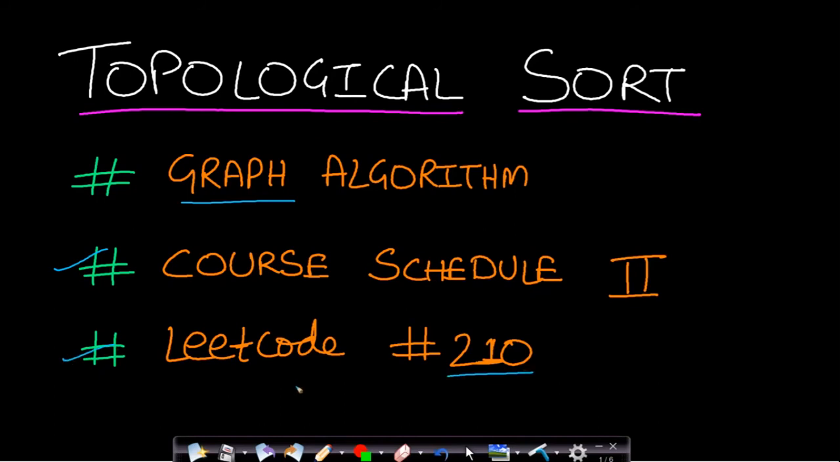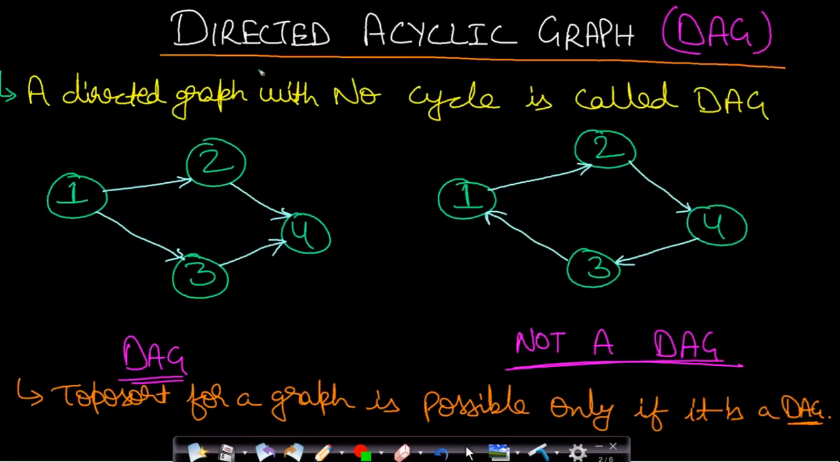Before jumping on to topological sort, you should first know what a directed acyclic graph is. A directed graph with no cycle is known as a directed acyclic graph. In the first example, you can see that you have 4 vertices and there is no cycle. All the edges are directed.